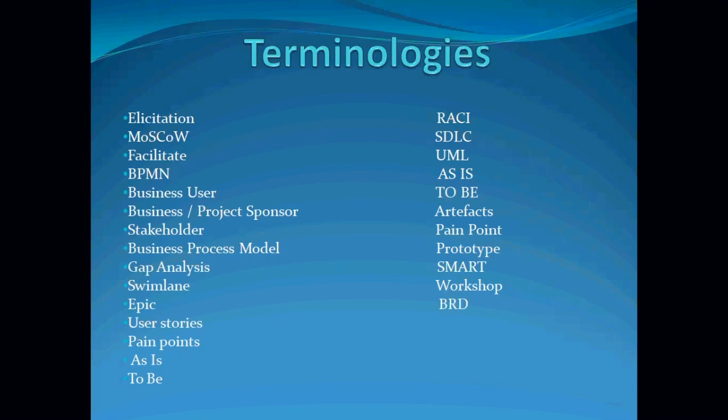And also MoSCoW, that's one of the things that we use as well in a BA. M means must, the S means should, and the C means could. And the W means won't. So it's just the priority level of your requirement, because for every requirement that you gather, you need to prioritize it. It must have a priority.